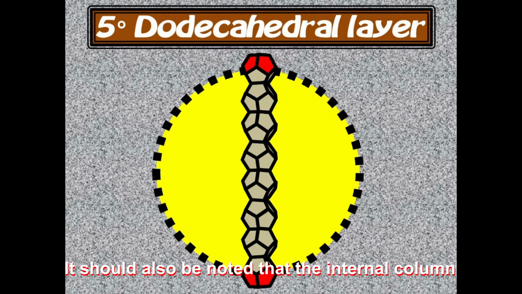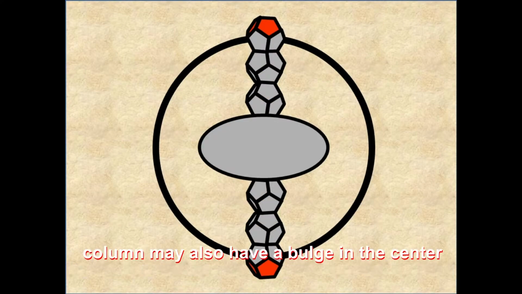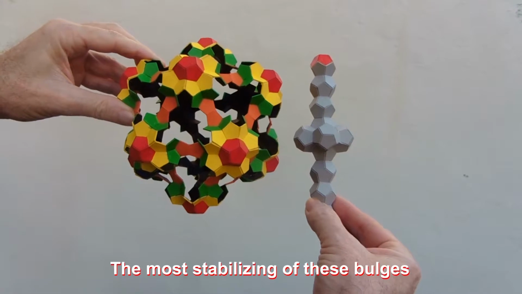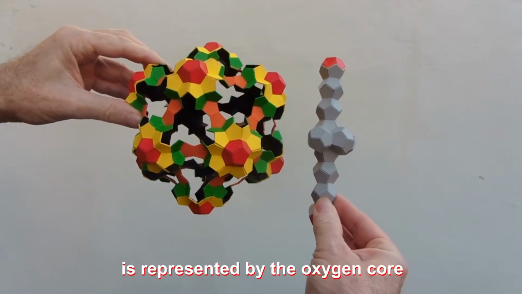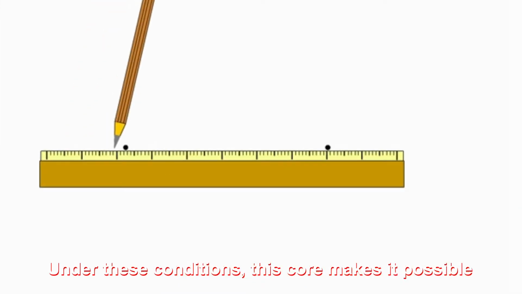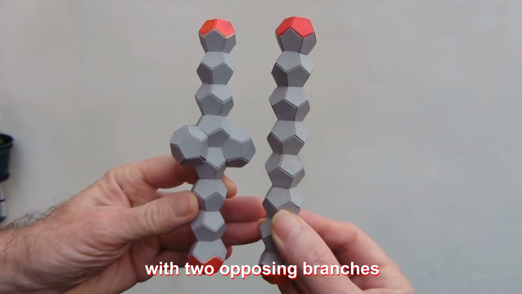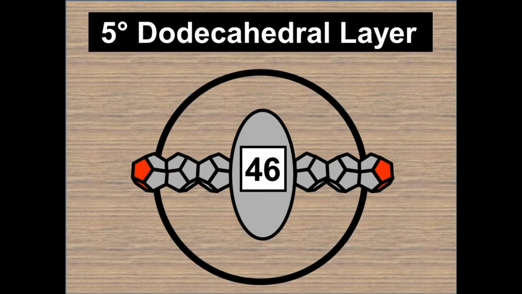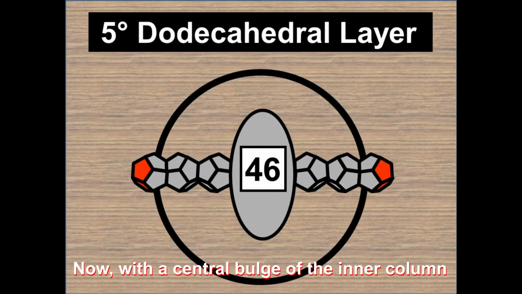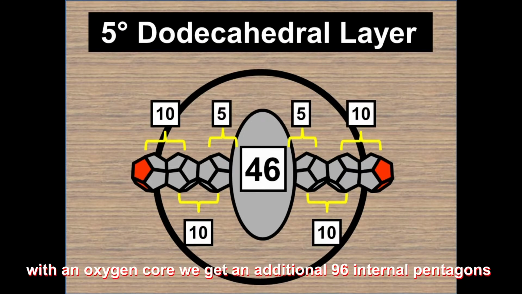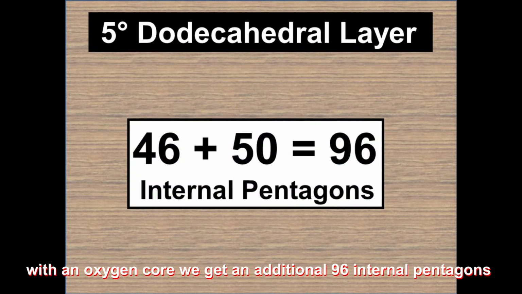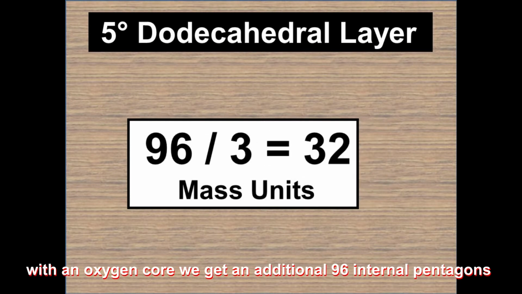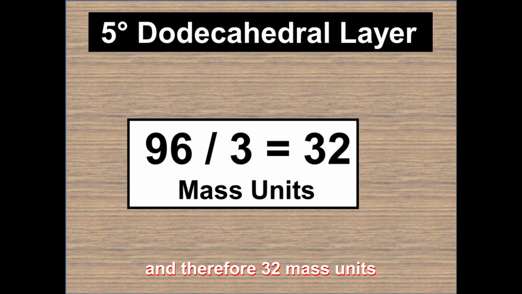It should also be noted that the internal column may also have a bulge in the center. The most stabilizing of these bulges is represented by the oxygen core. Under these conditions, this core makes it possible to keep the right column without disturbing constraint with two opposing branches. Now, with a central bulge of the inner column with an oxygen core, we get an additional 96 internal pentagons, and therefore 32 mass units.